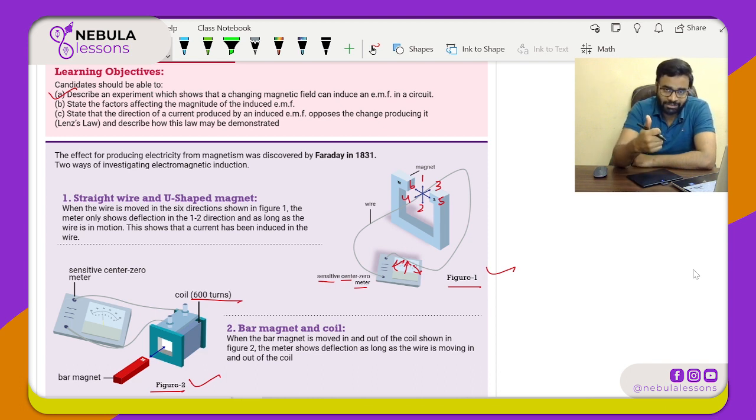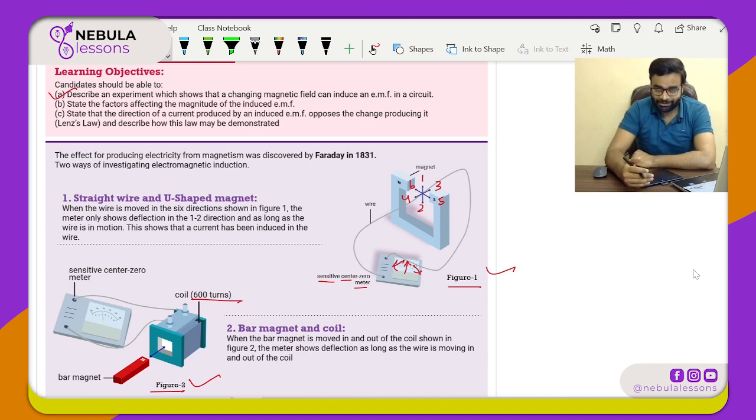So movement is the condition, and it is relative movement; you can move the conductor or the magnet itself. But there's one more condition: the magnetic field lines should be cut by the conductor or the coil. If the conductor or the coil is not cutting magnetic field lines, no induced potential difference will be generated. So this is what electromagnetic induction is, and this is how we use an experimental setup to demonstrate electromagnetic induction, producing an induced potential difference across the ends of the conductor.